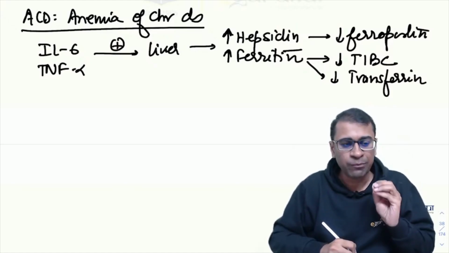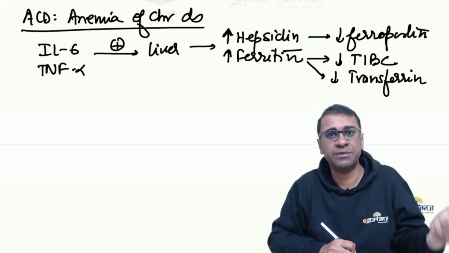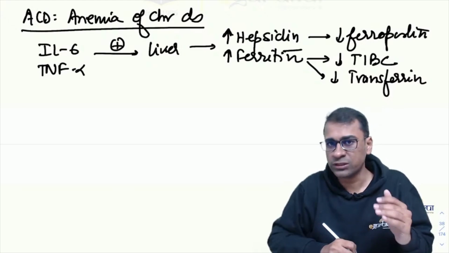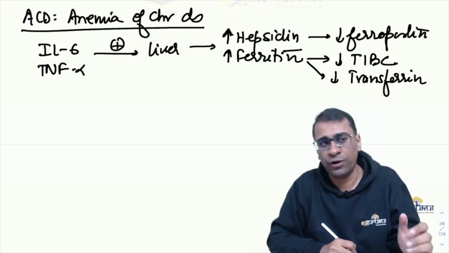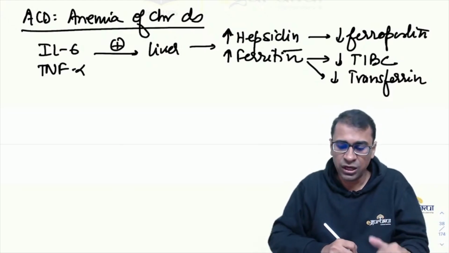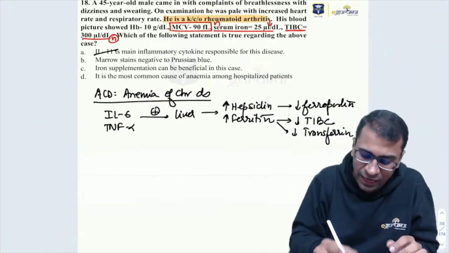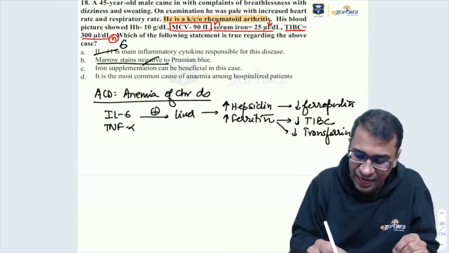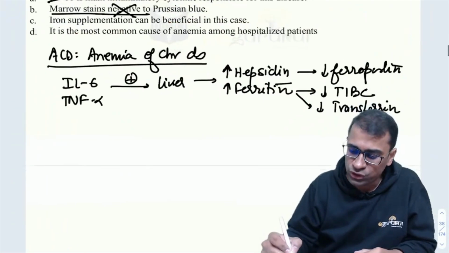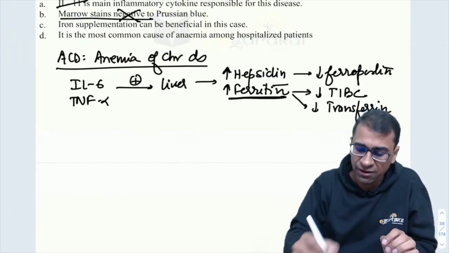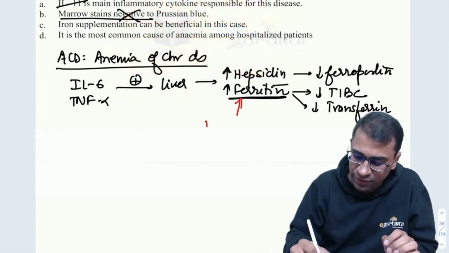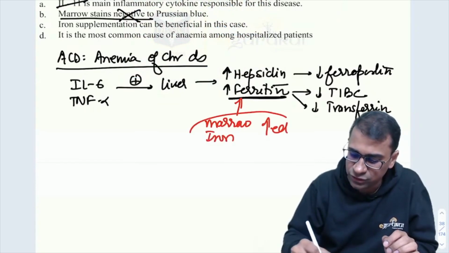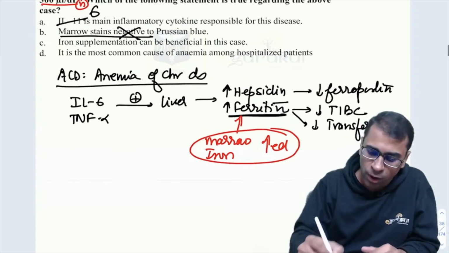Remember, ACD is the most common cause of anemia in hospitalized patients, for any chronic disease. So look at the options here. Interleukin 11 is the main cytokine? No, it is IL-6. Marrow is negative for Prussian blue? No, because of the high ferritin levels. Marrow iron is very, very high. It's not low, it's high here. So option B is also false.